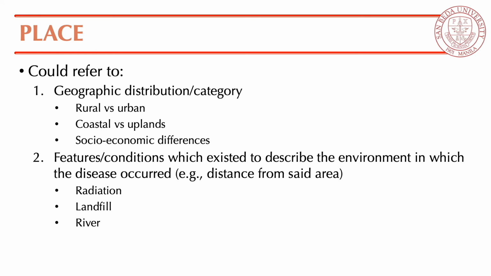Now, place in the epidemiologic sense could also refer to features or conditions that existed to describe the environment in which the disease occurred. For example, radiation, particularly in areas that have been sites of atomic bomb blasts, such as Hiroshima and Nagasaki, or nuclear disasters such as Chernobyl and Fukushima. Areas near a landfill site can be breeding grounds for certain infectious diseases. Similarly, rivers or other bodies of water can be breeding sites for insects that act as vectors in certain transmissible diseases.